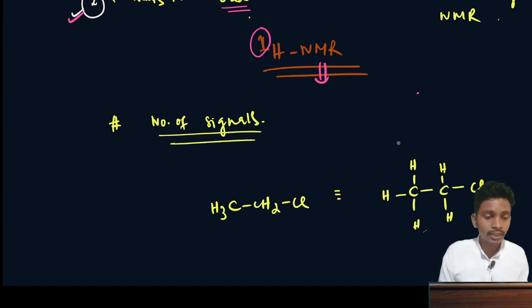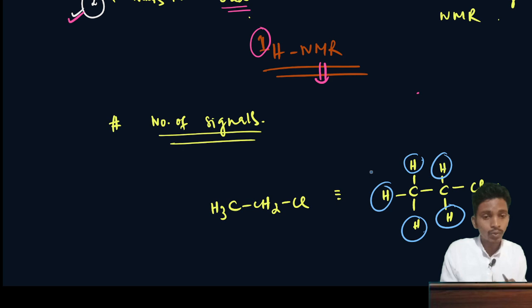So we look at whether this hydrogen, these hydrogens, are the same as these hydrogens, or whether these are all different. If these are the same, then they give one signal. If they are different, they give different signals. What do I mean? Let me rearrange it. If the molecule is like this, then we are going to discuss how many signals we will get from it.